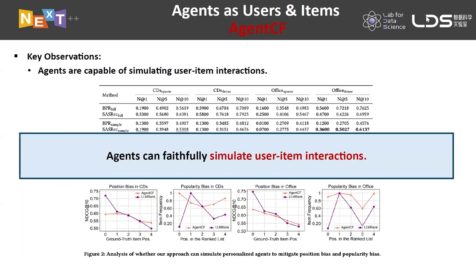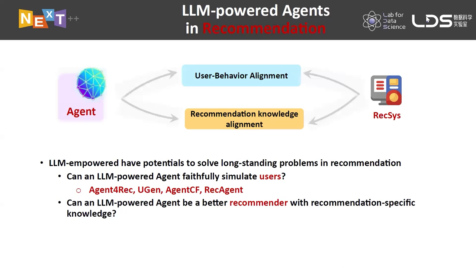From the experimental results, we have some key observations. The first one is that the agent is able to simulate user-item interactions, not just user behaviors or item sides. So the take-home message is that the agent can faithfully simulate user-item interactions. Let's summarize the first part. The first question is, can LLM agents feasibly simulate users? The answer is yes. There are a lot of works, like Agent4Rank, Agent4Rec, AgentCF, and RecAgent proposed by Professor Chen Xu.